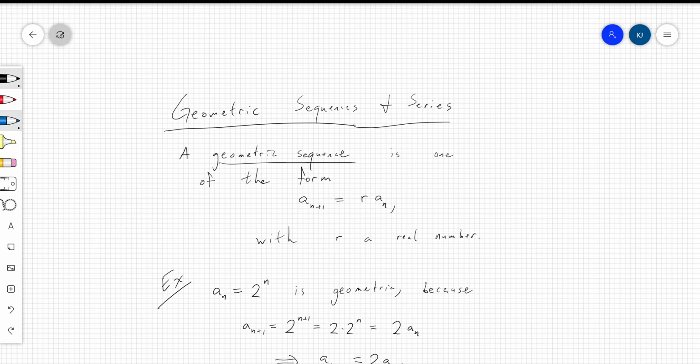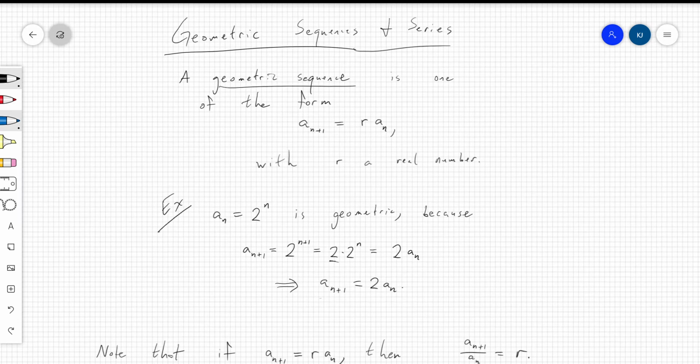So for example, a sub n is equal to 2 to the n. That would be a geometric sequence, because if you want to get a sub n plus 1, that would be 2 to the n plus 1 power, and that is just 2 times the previous term. Right, so in other words, to get the next term in this sequence, you're always just taking the previous term and multiplying by 2. So the sequence here would be something like, I guess the first term is 2, the second term is 4, the third term is 8, and so on.